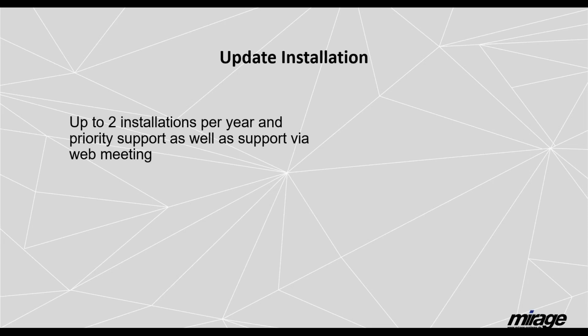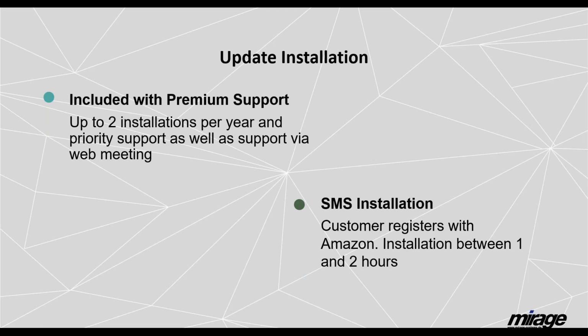So yeah, regarding the update installations, we also offer a premium support option. With this premium support option, you have up to 2 installations every year included, as well as priority support and support via web meeting. Also, we mentioned it earlier with the SMS installation. It's also possible for us to help you with this installation. It works like this: you would register with Amazon Pinpoint, and we would do the installation and configuration together, which takes about 1 to 2 hours.